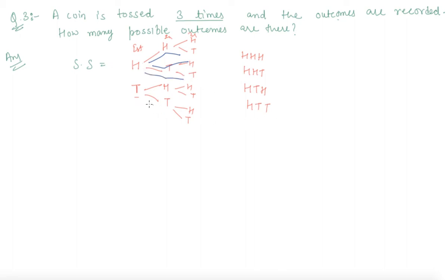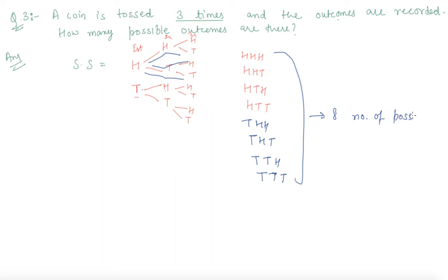So till now we have covered these. Now THH, THT, TTH, TTT. So these are the total 8 possible outcomes on tossing 3 coins simultaneously. Okay. So I hope students now you are pretty clear.